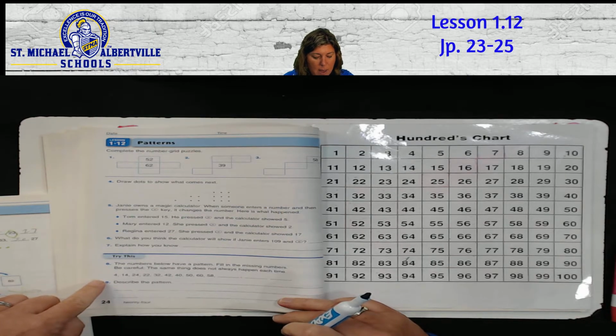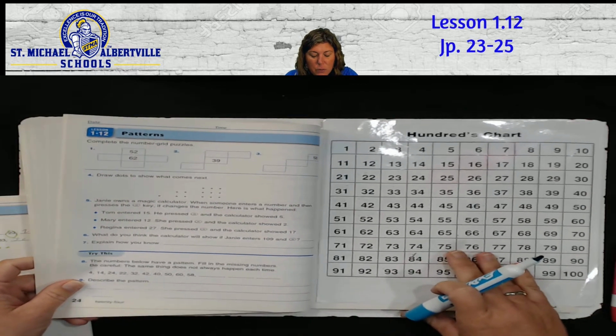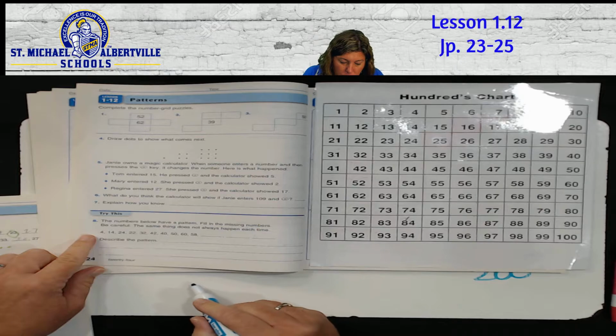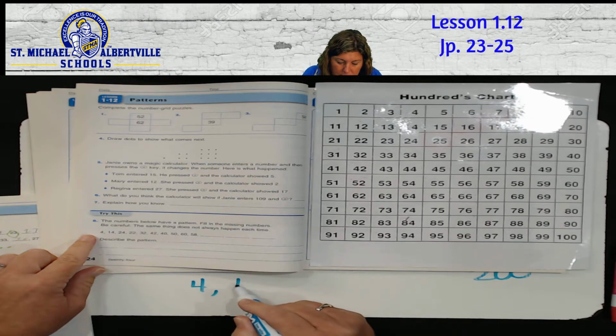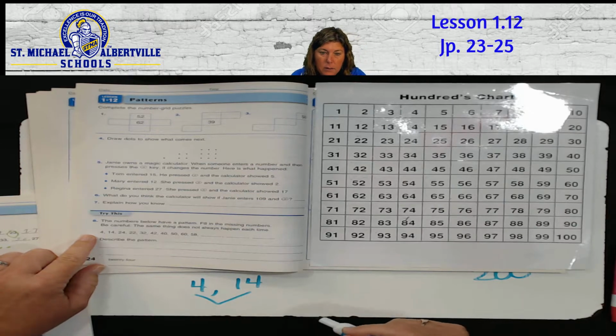Here, try this. Ooh, I love a little challenge. So let's see what they're doing here. They go from a 4 to a 14. How do we go from a 4 to a 14?